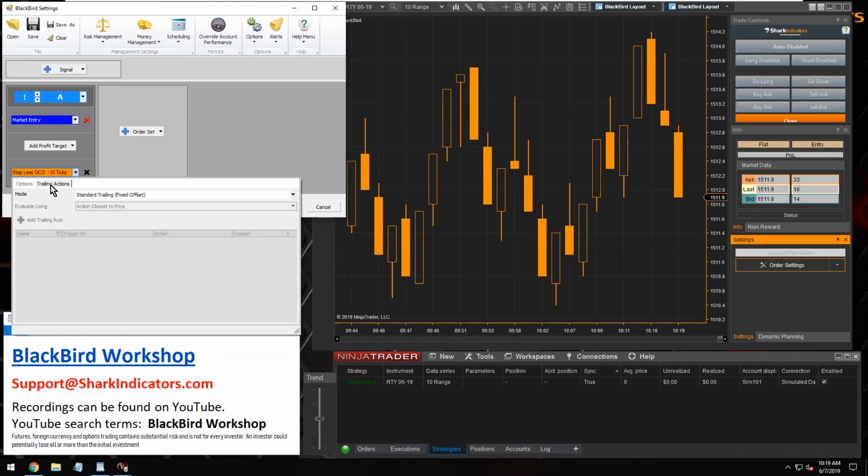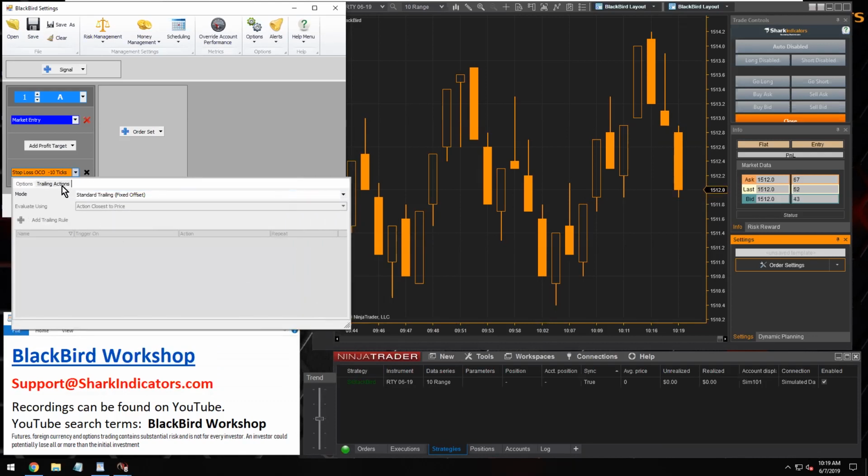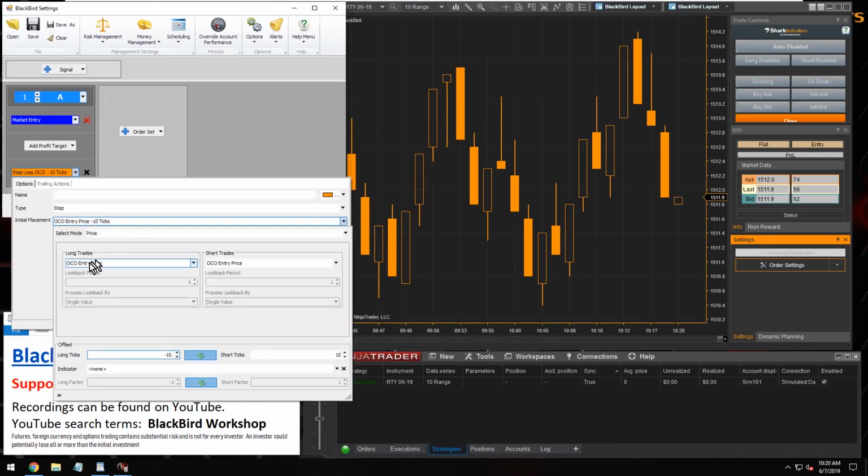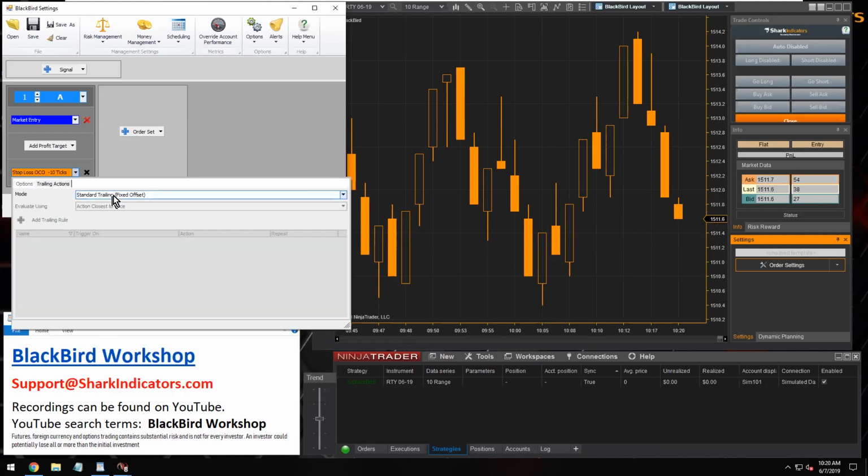If we take a look at the trailing actions tab, that is where you go to define the type of trailing that you want. We can see that the mode is just set to standard trailing, so it's just a fixed trailing. If the market moves up one tick from the entry price, then your stop loss moves up one tick from the entry price, and so on and so forth.